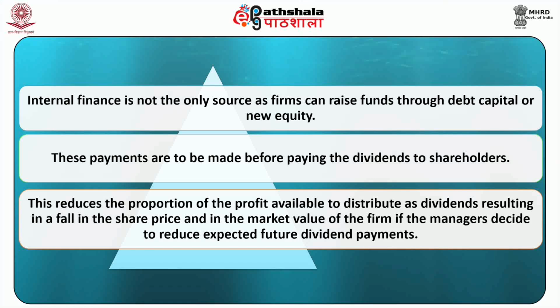However, debt borrowing would require the firm to pay the amount borrowed along with annual interest. These payments are to be made before paying dividends to shareholders. This reduces the proportion of the profit available to distribute as dividends, resulting in a fall in the share price and in the market value of the firm if the managers decide to reduce expected future dividend payments.